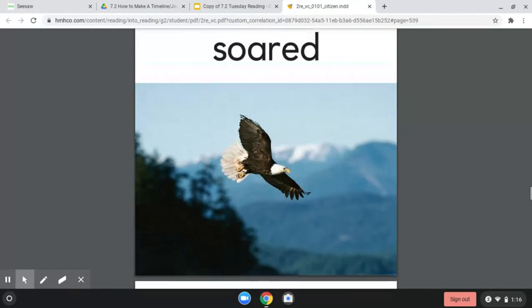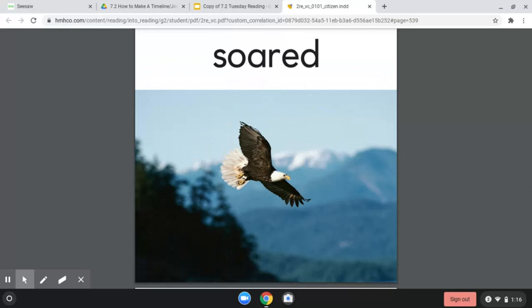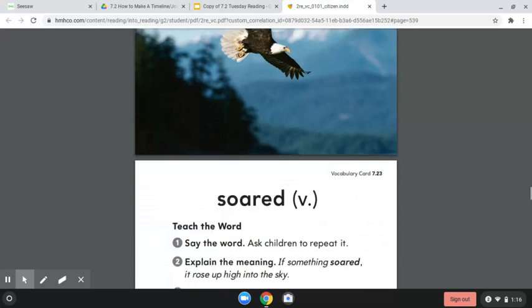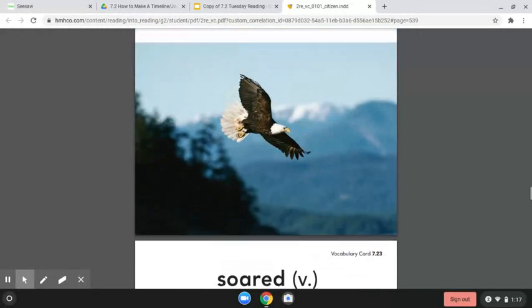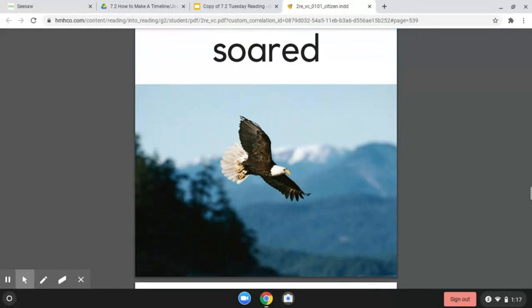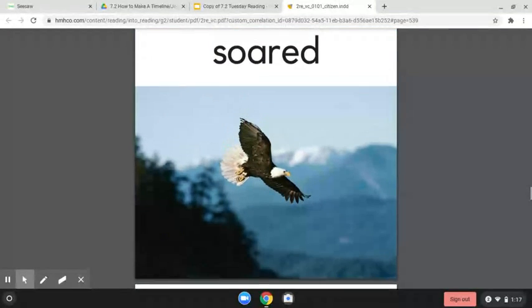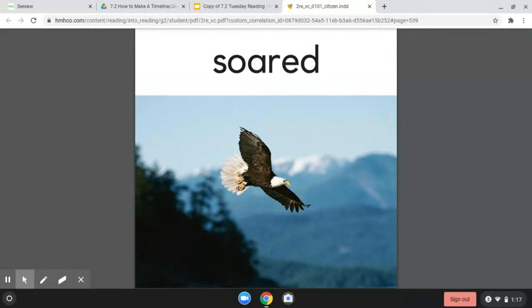And our next one is soared. Soared is a verb. Let's say it together. Soared. If something soared, it rose up high in the sky. So this eagle soared high above the rocky cliffs. And I've told you about my university, the University of Auburn. We have eagles that soar in the football stadium.